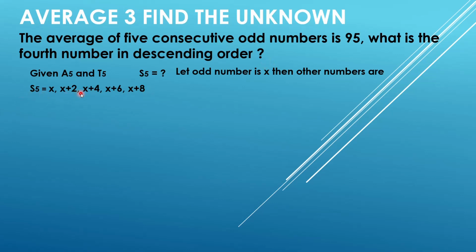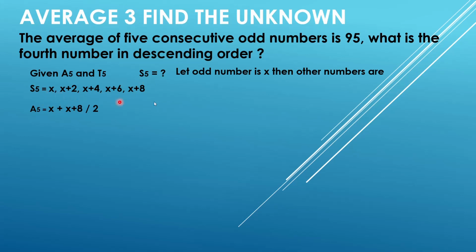If you say this is 1, then 1 plus 2 is 3, then 1 plus 4 is 5, then 1 plus 6 is 7, and 1 plus 8 is 9. If we consider x equal to 1, then these are correct odd numbers. Everywhere we see a difference of 2 only, so we can use that difference method.